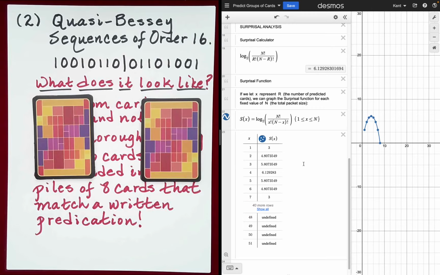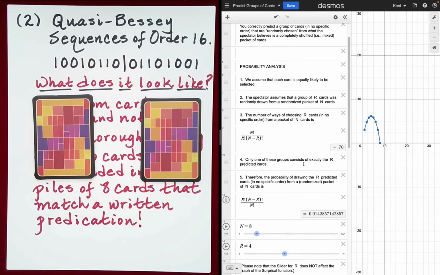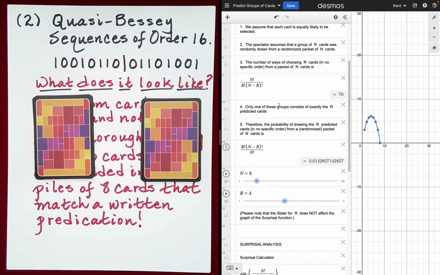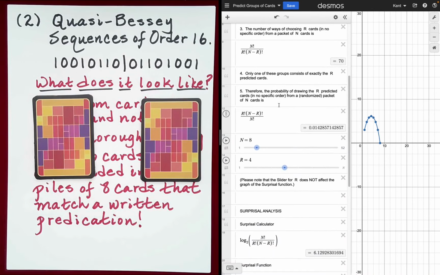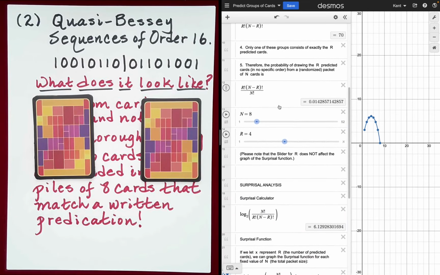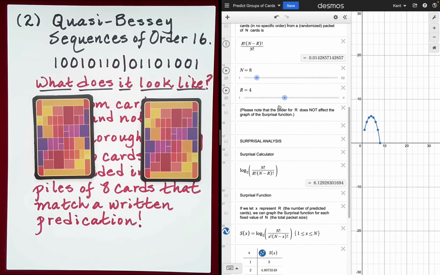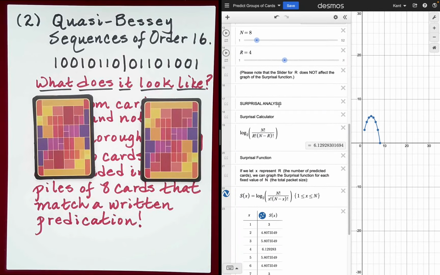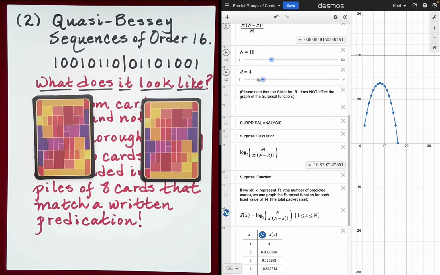So let's go back up here again. We just have to adjust our sliders. Okay, so all of the same information applies. Okay, the only difference now is that we're looking at a total packet size of 16, and we're looking at two groups of 8. Okay, so here we'll slide it over to 16. And then we're looking at selecting 8 at a time. That's what we've done. So if we come down here, we can see the following.